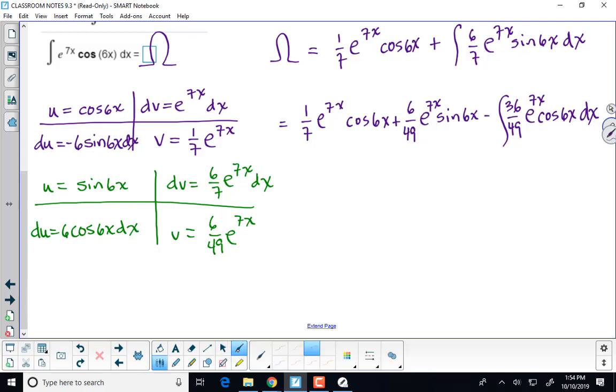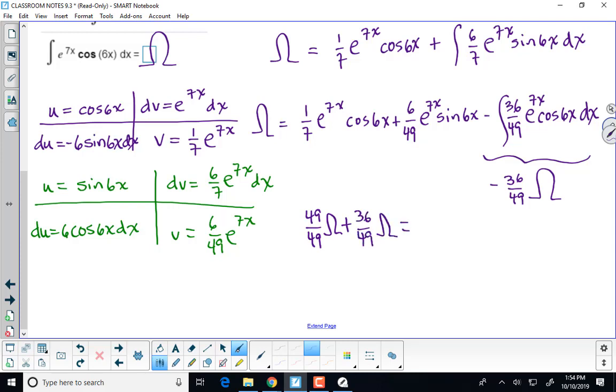All right. So now what we notice is that we have an omega on the left. That's what this whole thing is equal to. And right here, this part is just a multiple of omega. This is minus 36 divided by 49 times omega, because omega is the integral of e to the 7x cosine 6x. So now we want to add this like term to the left so that we can combine the two omega terms. So on the left, we have 49 over 49 times omega, and then we add that. So we're going to have 49 over 49 omega plus 36 over 49 omega. That's all going to equal this stuff.